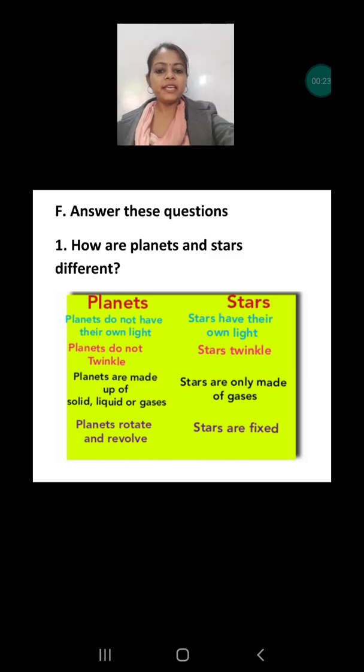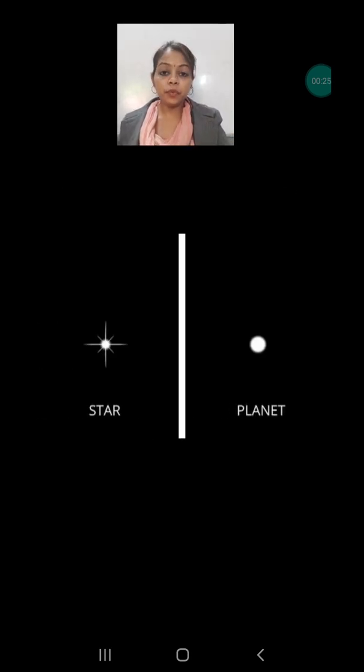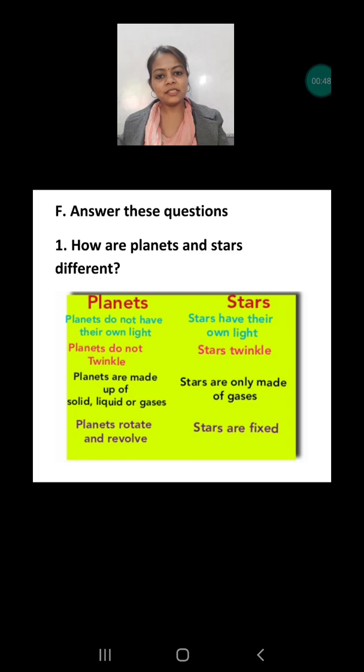I have already explained to you that when you observe the planet and star, you will see the stars are twinkling continuously. Why? Because they have their own light, whereas the planet is fixed all the time. When you watch continuously, the planet looks the same, whereas the stars look like they are blinking or twinkling. So this is the first way you can recognize them, but let's see what the differences are.